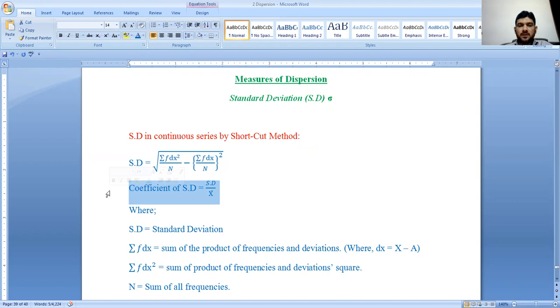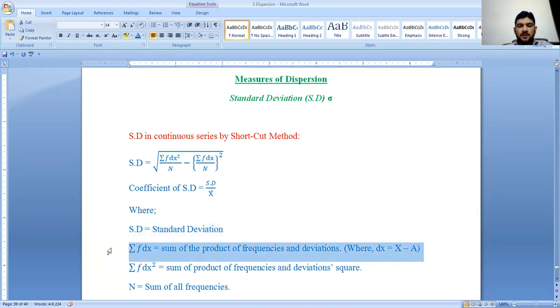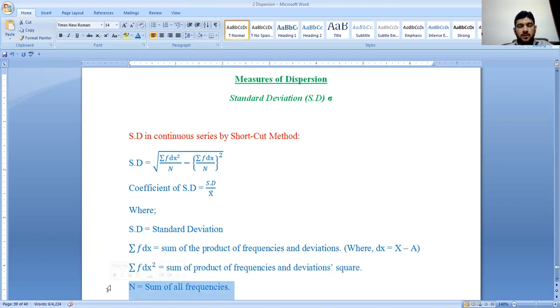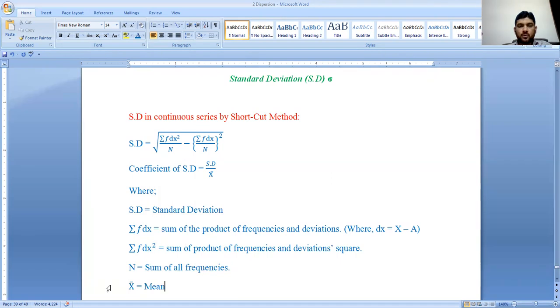Coefficient of SD is equal to SD upon mean, that is x bar, where SD is standard deviation, sigma f dx is the sum of the product of frequencies and deviation. Deviation dx we can find by x minus a. We also have to find the square of deviation, that is dx square, multiply it by frequency, and the sum total of these will be sigma f dx square. N will be the total of all frequencies and x bar is the mean.